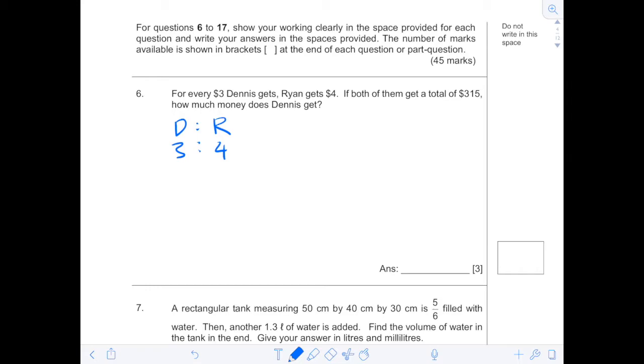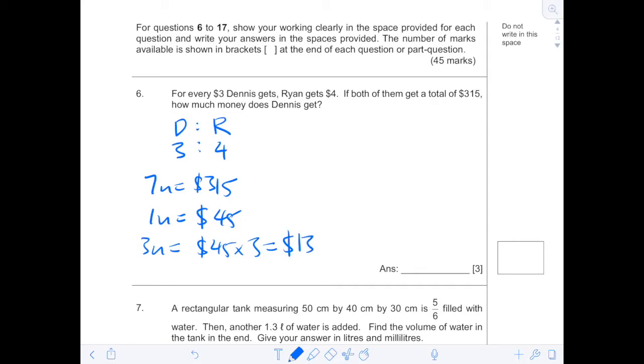So if you use the unit method, 3 plus 4 is 7, so there's a total of 7 units. You can see that 7 units equals 315. 1 unit will be equal to 315 divided by 7, which is $45. And finally, you want to find how much Dennis gets. Dennis has 3 units. You will get 45 times 3 equals $135.